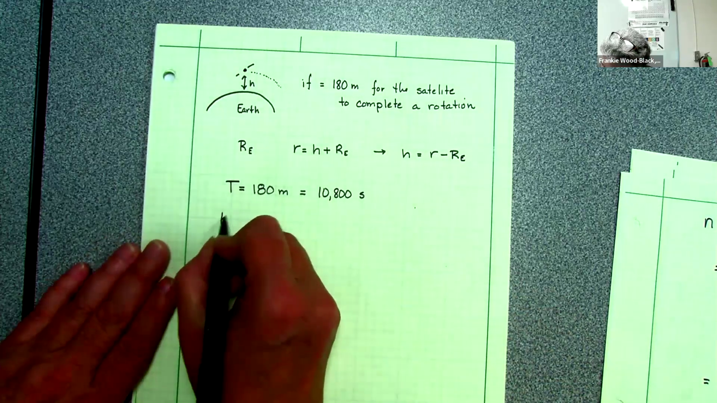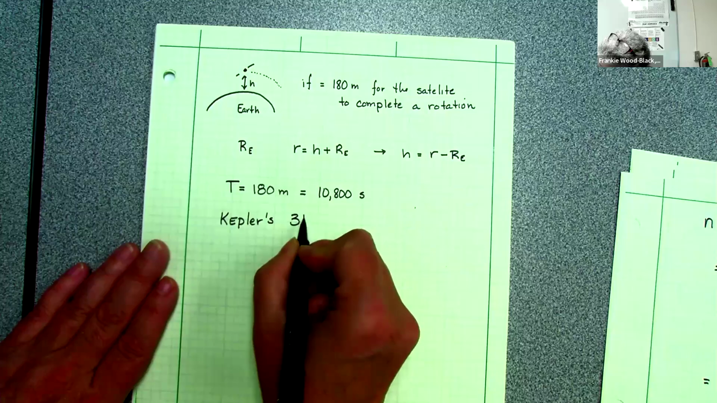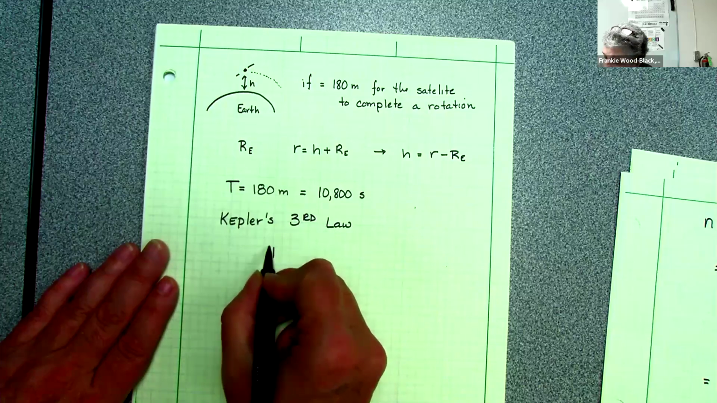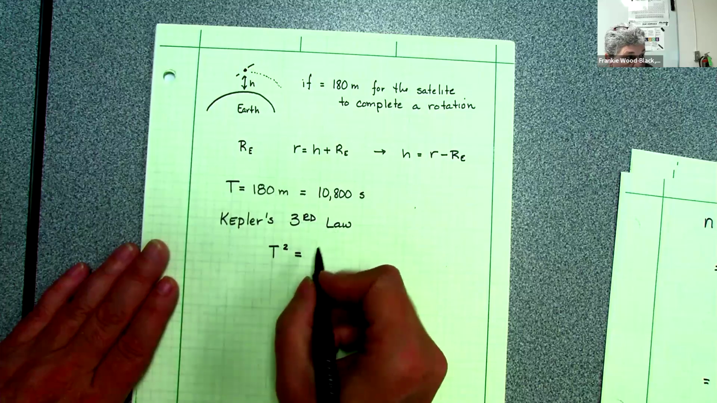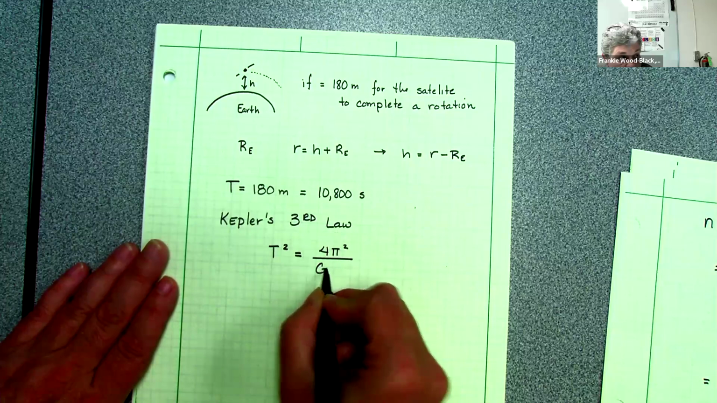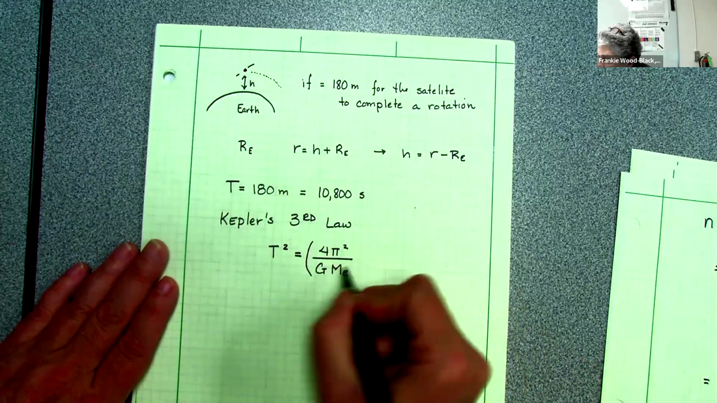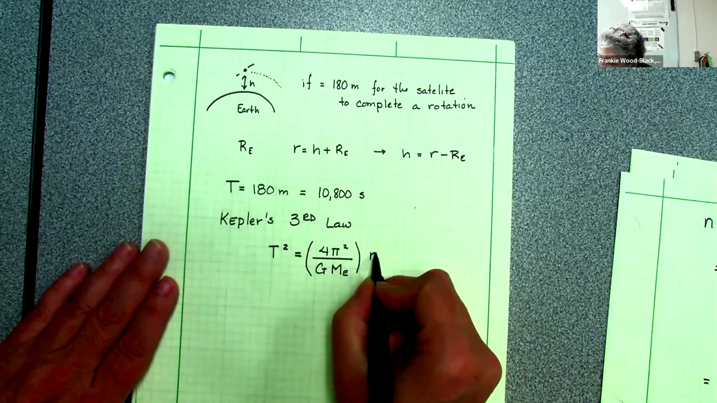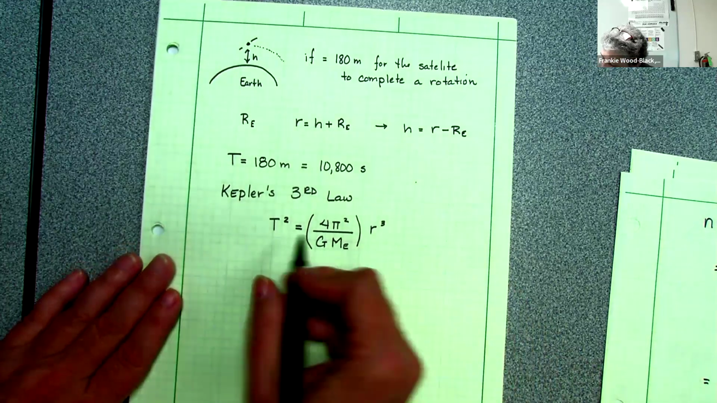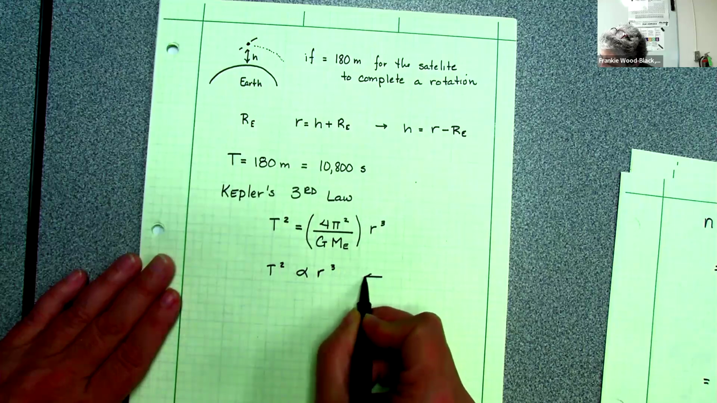And Kepler's third law gives us this. It says that T squared is equal to 4 pi squared over the gravitational constant times the mass of the Earth, times the radius cubed. So we've got T squared is proportional to R cubed. That's Kepler's third law.